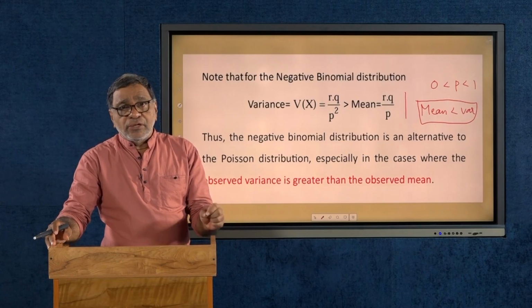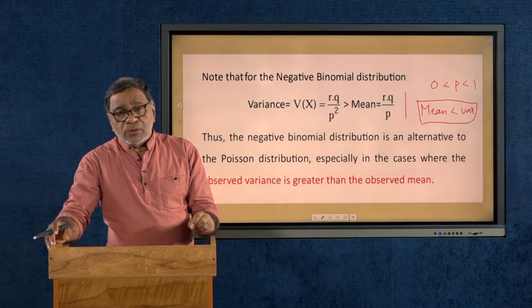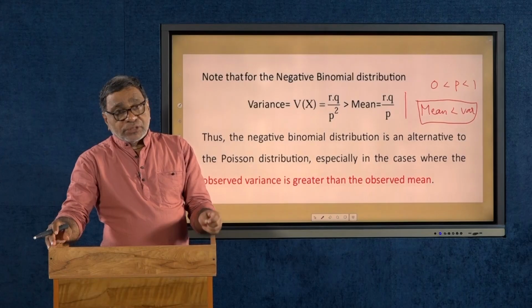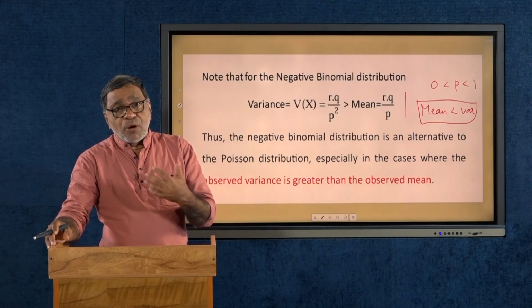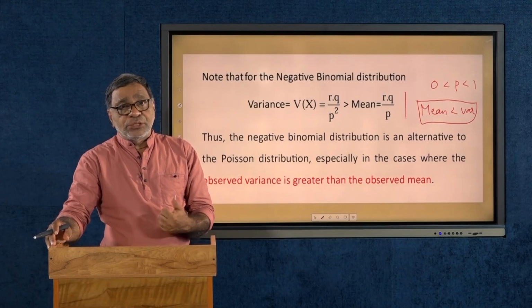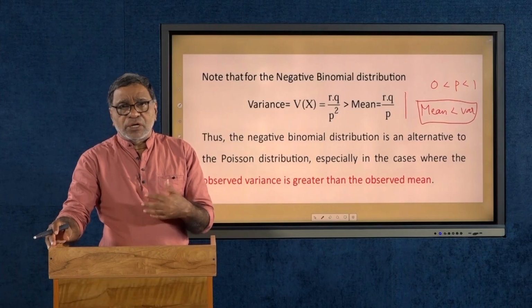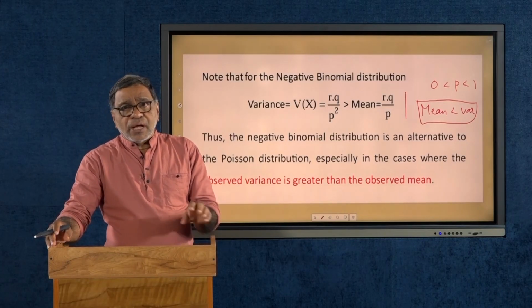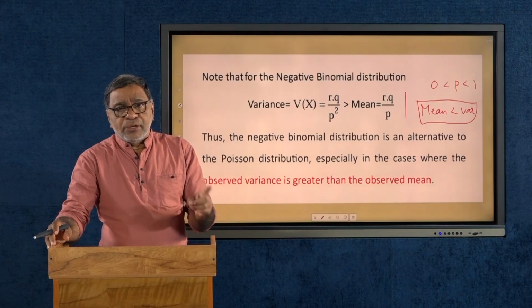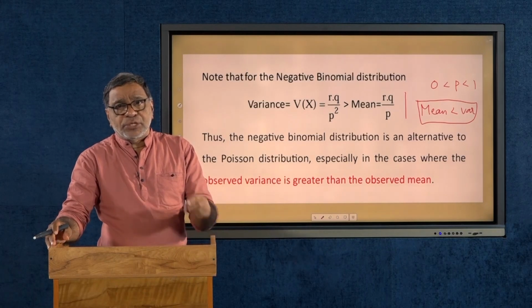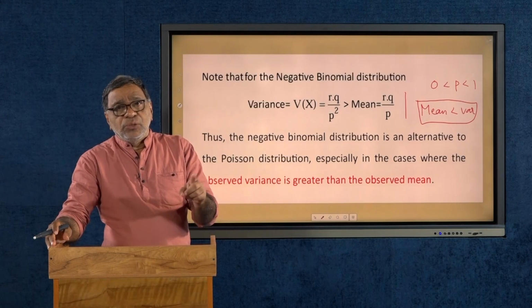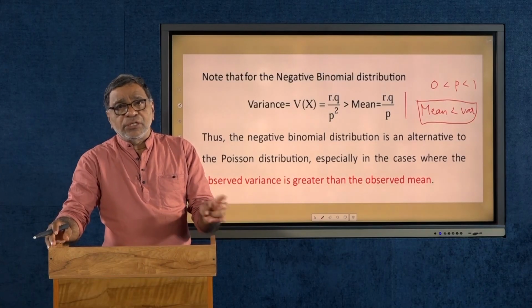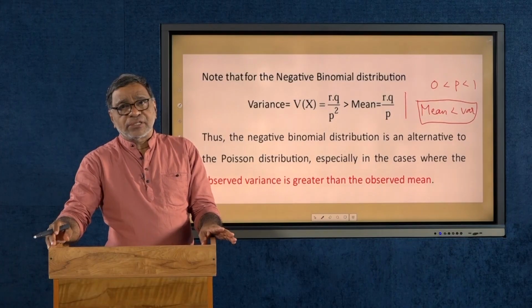So, the negative binomial distribution is an alternative to the Poisson distribution. That is, suppose we want to model certain physical situations that can be modeled by the Poisson distribution also, of similar character. But in that case, suppose the observed variance is greater than the observed mean, we can use the negative binomial distribution as an alternative to model that physical situation.